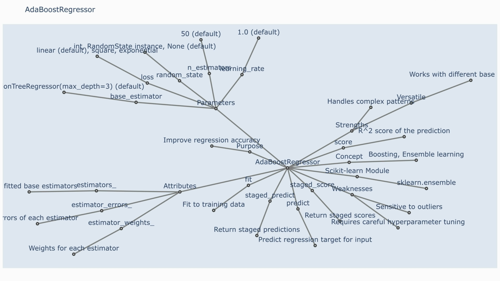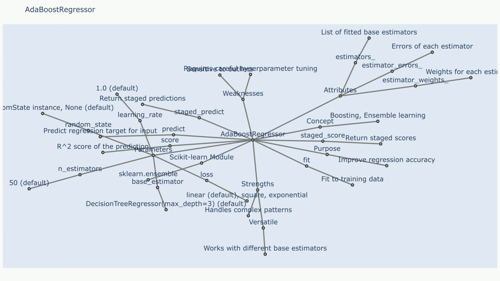Diving deep into AdaBoostRegressor, a detailed explanation. The AdaBoostRegressor, a powerful ensemble learning algorithm in scikit-learn, is a fascinating blend of simplicity and effectiveness. Let's dissect its workings and explore its capabilities.